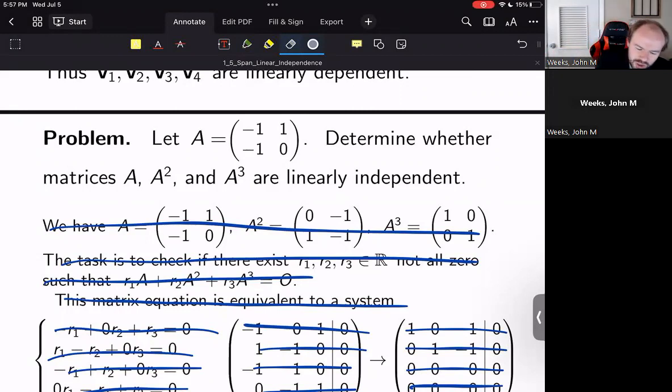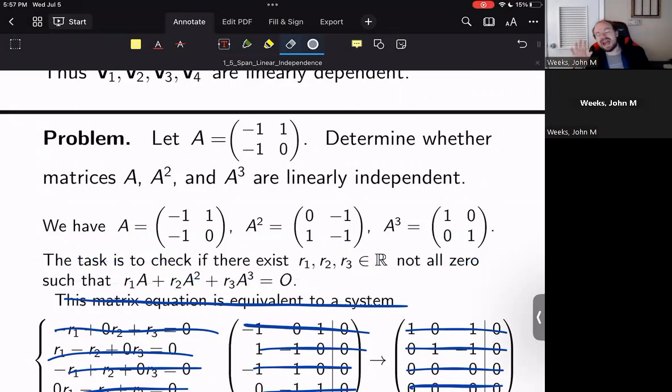Let's see if we can show that by calculating, starting from the matrix A, which is [-1, 1; -1, 0]. Let's calculate A squared and A cubed and see if this collection of 3 matrices, A, A squared, and A cubed, are linearly independent. So I go through and calculate what A squared and A cubed are, and that's where they are. But now we want to see if we can solve this equation: r1 A plus r2 A squared plus r3 A cubed. Is this equal to the 0 vector in the space of matrices?